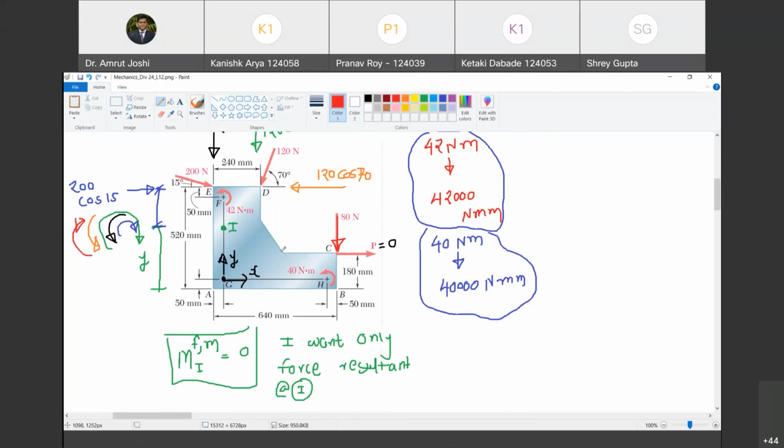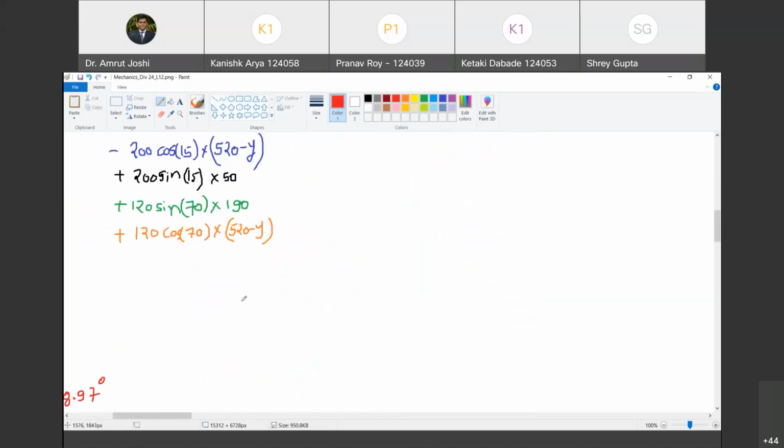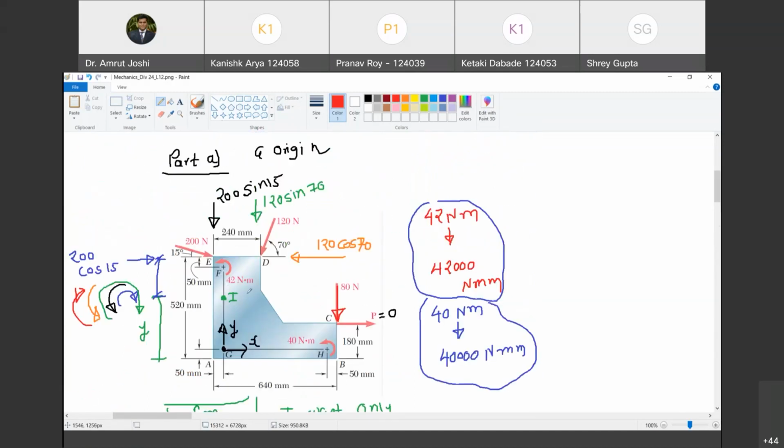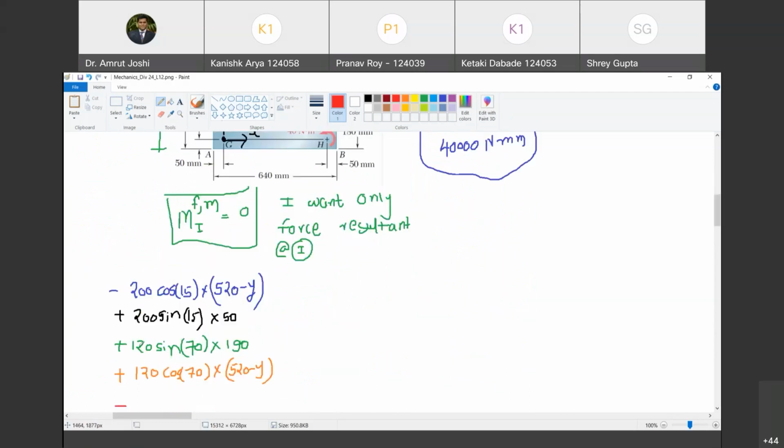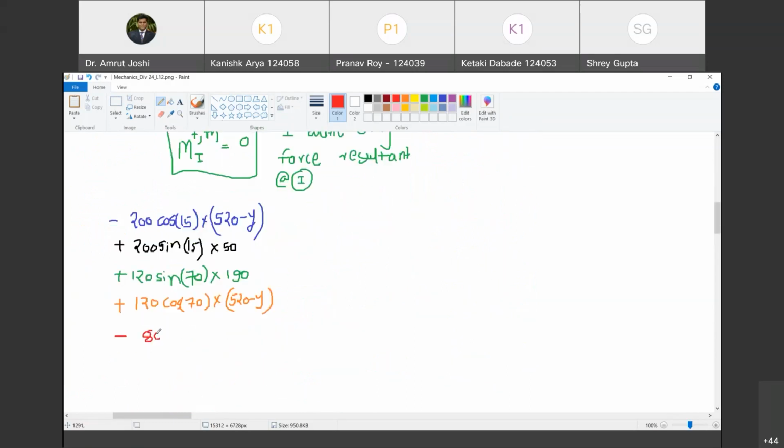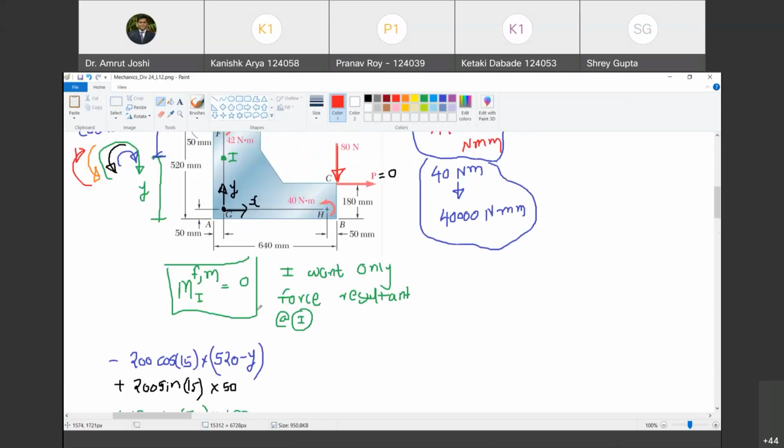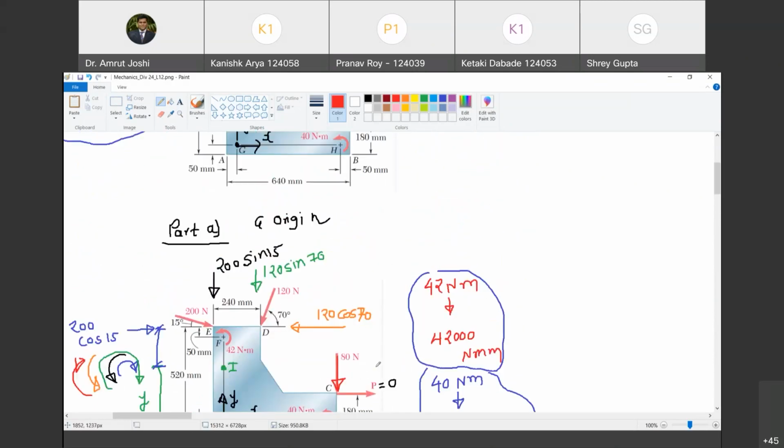So that clockwise moment will be 80 multiplied by the horizontal distance between point C and I. What is the horizontal distance between point C and I? 640 minus 50. That is 590, sir. That is correct. I am very happy with the involvement of the class. So 80 multiplied by 590. Happy? Yes, sir.